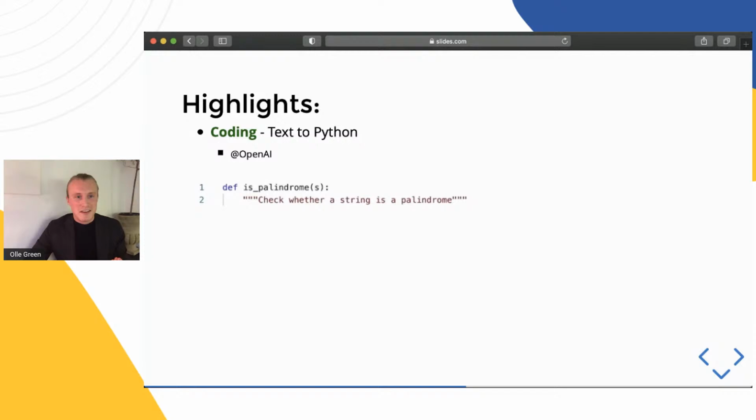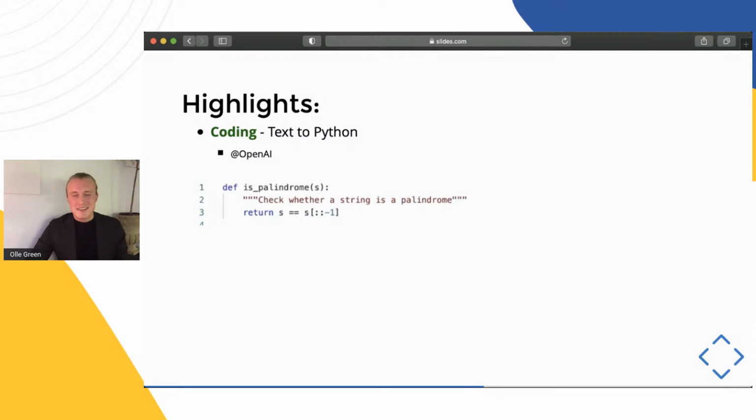In this case, the program we write is the definition of is palindrome. A palindrome is basically a word that is the same when you see it from the front and from the back. We write this function, and then we write a text command here, a string, where you have: check whether a string is a palindrome. And then we basically get this result. The algorithm is generating this string of code for us.